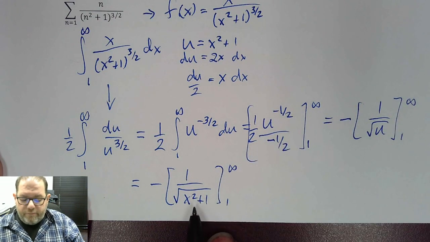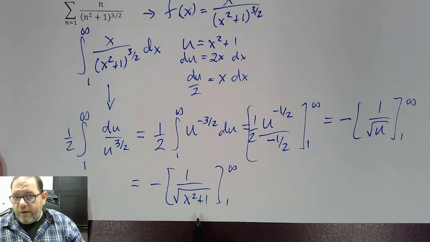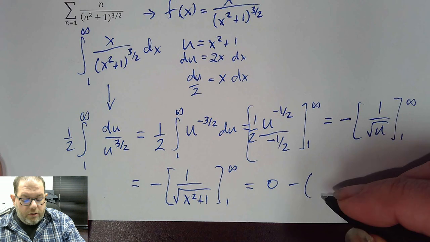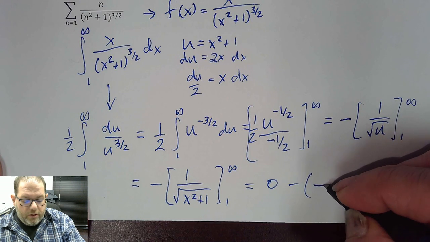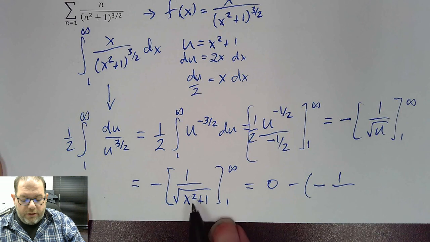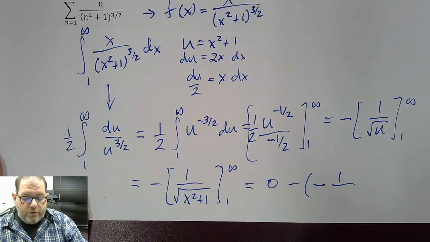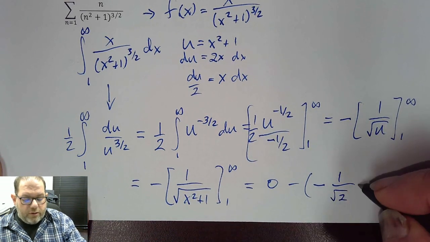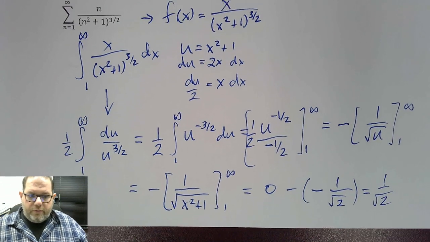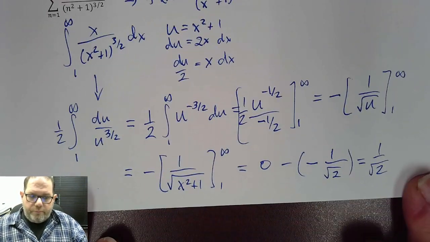Now if we plug in infinity, we get 1 divided by infinity, so it basically goes to 0. And if we plug in the 1, we get 1 over square root of 2. And so our result there is 1 over square root of 2.